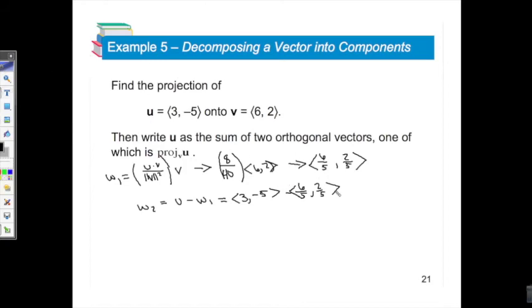And what this is going to give me is my other vector, which when added to my projection would have produced as a resultant my u vector. So now it's just simple vector subtraction. When I do 3 minus the 6 over 5, I get 9 over 5. When I do negative 5 minus the 2 over 5, I get a negative 27 over 5.